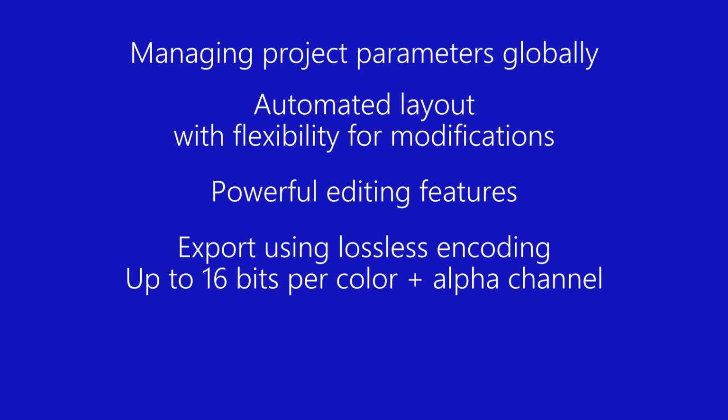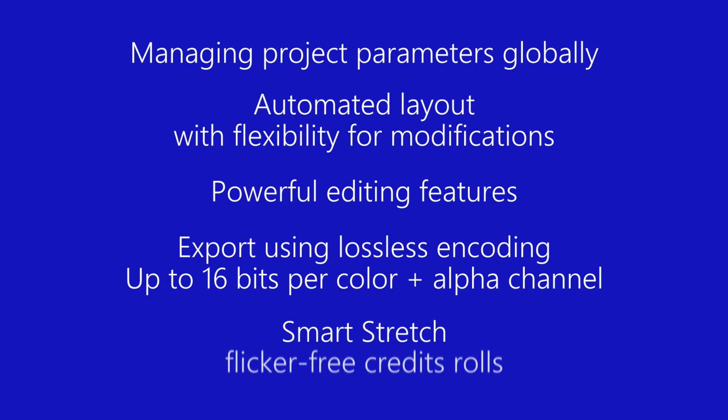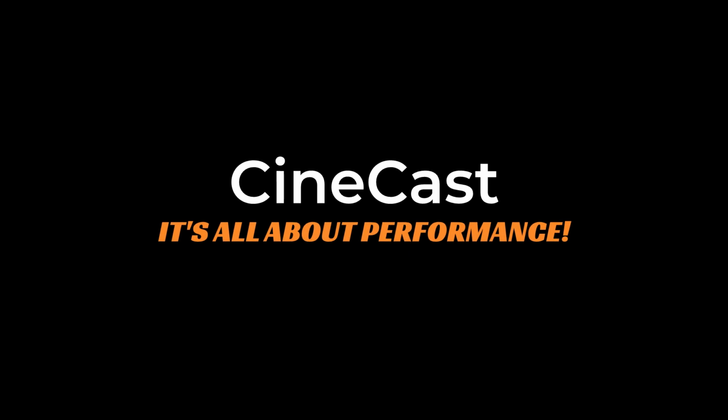You can export your project at a resolution of up to 16 bits per color and alpha channel, meeting the most stringent cinematic release requirements. And to top it off, Smart Stretch removes all trial and error associated with obtaining flicker-free results. All of this adds up to dramatically increasing your productivity, while maintaining full flexibility for last-minute changes. With CineCast, it's all about performance.